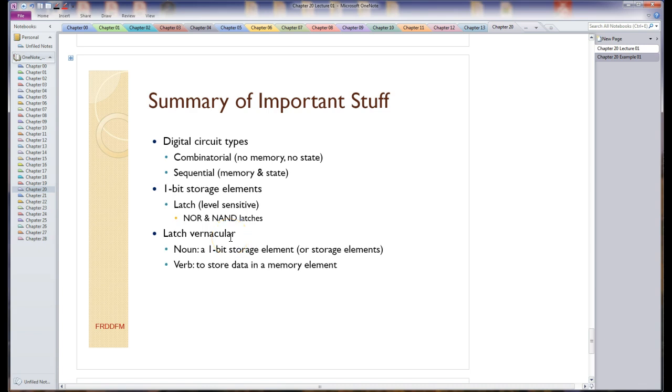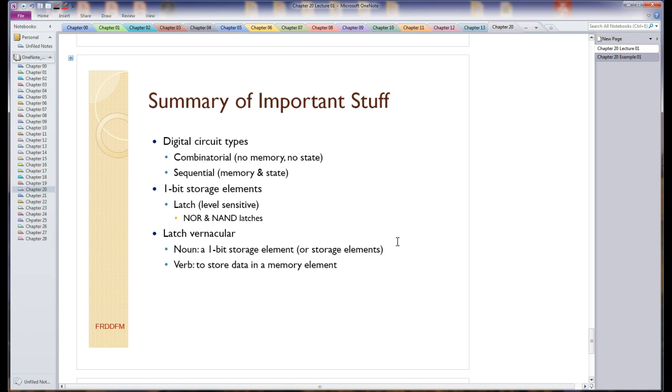So this is our summary of important stuff in this chapter. This is our first introduction to sequential circuits. Everything up to now has been combinatorial, which means combinatorial circuits didn't have the ability to memorize anything, thus they had no state. Now our sequential circuits can memorize stuff, so we talk about them as having state. We talked about 1-bit storage elements, which were latches. We talked about both NOR and NAND latches. Primarily, we did most of our work with NOR latches.